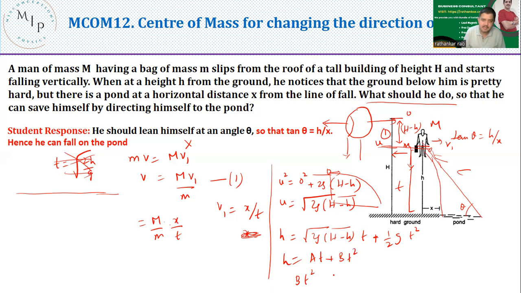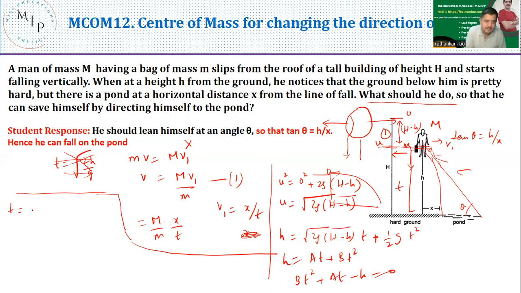Bt square plus at minus h equal to 0. So I can get the value for t. What's the value of t? Yeah, there's no space at all. Huge problem. I don't think I will solve this. If you want, I can do this.